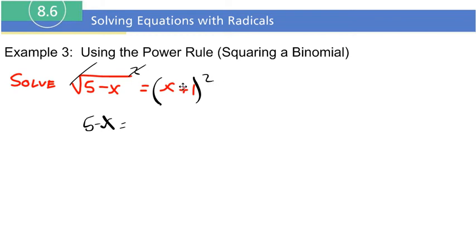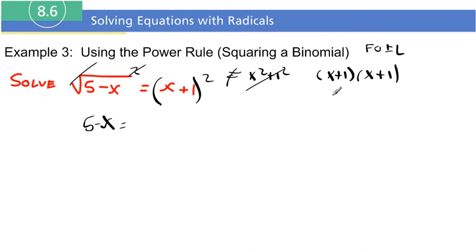Okay, so remember, x plus 1 squared does not equal x squared plus 1 squared. No! Okay, the square means I take the binomial and I have to multiply it by itself twice. X plus 1 times x plus 1. That's what that means. Okay, so by using our FOIL method again, oh yeah, FOIL all day long.